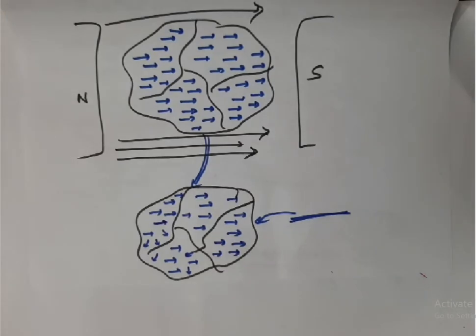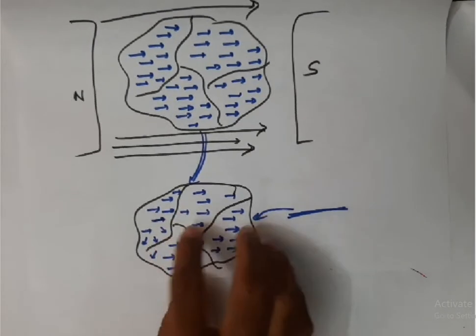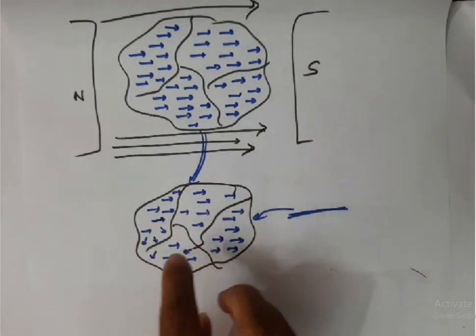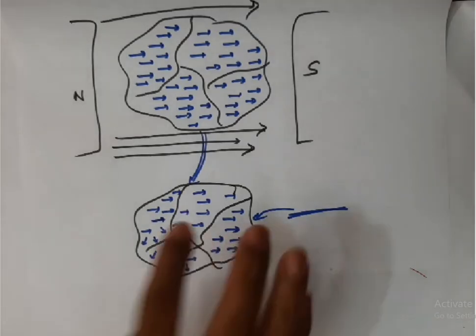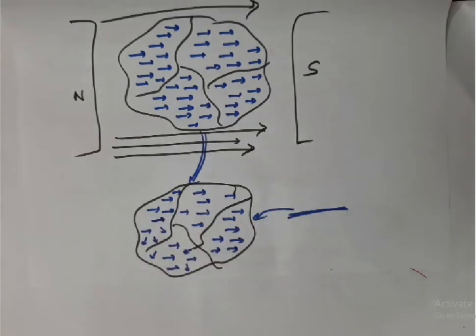Why? Because even after the removal of the material from the external magnetic field, the orientation of the magnetic moments of individual atoms remains as such for some time. That is the reason why the material still remains magnetized. Is this clear, students? Any doubt in this?